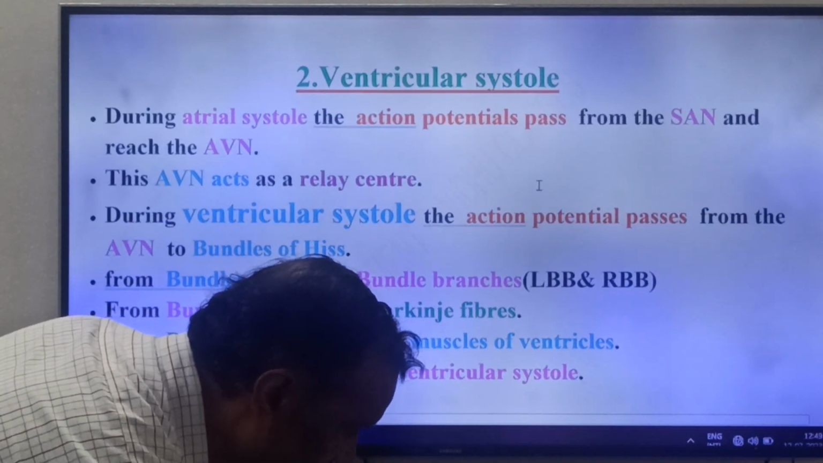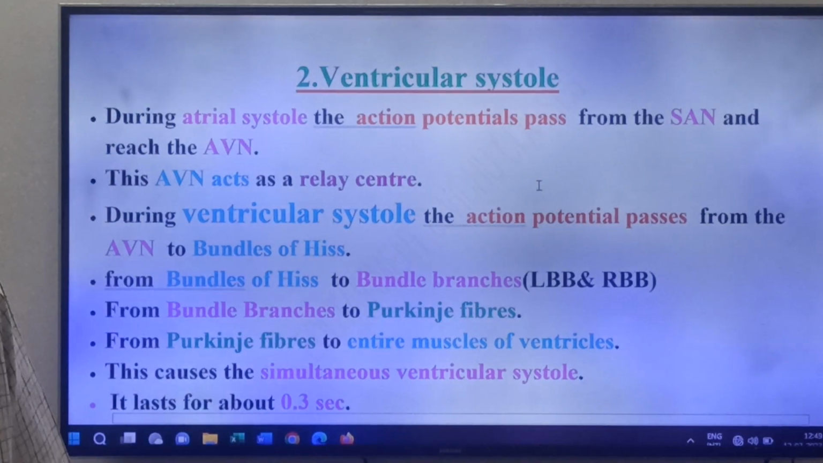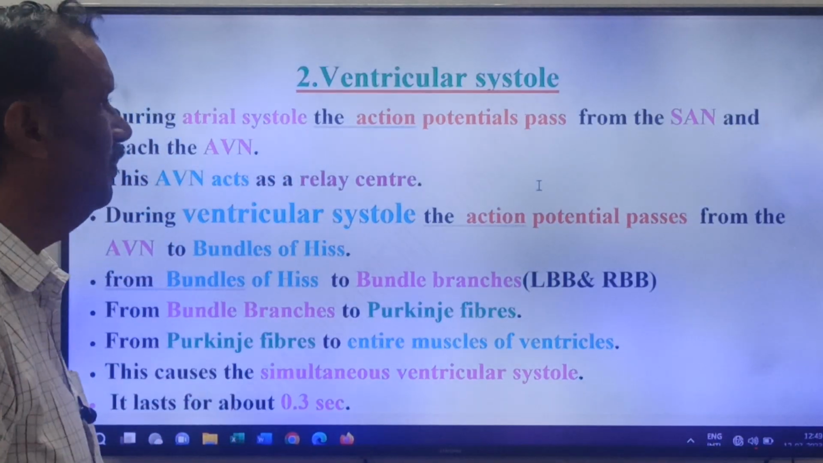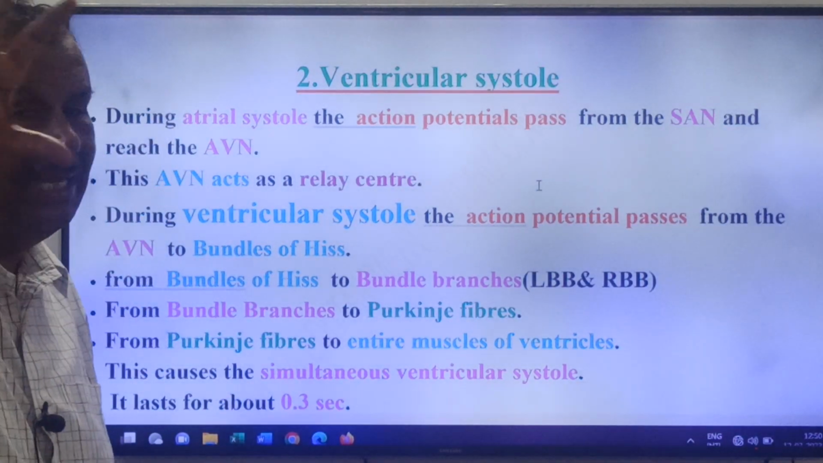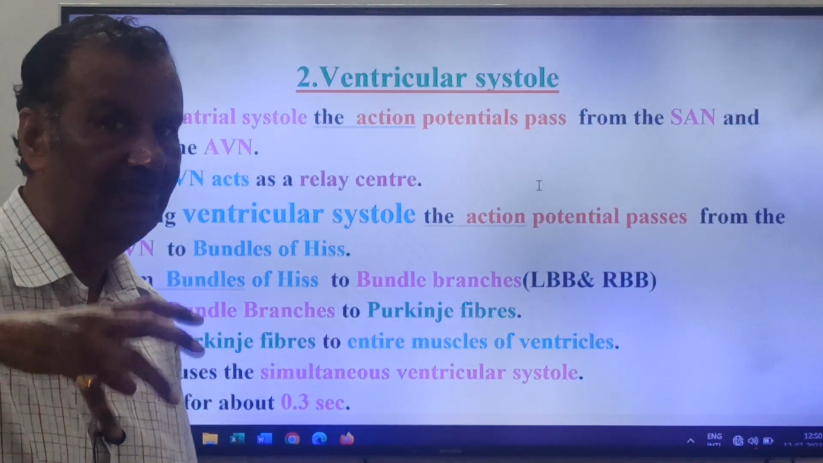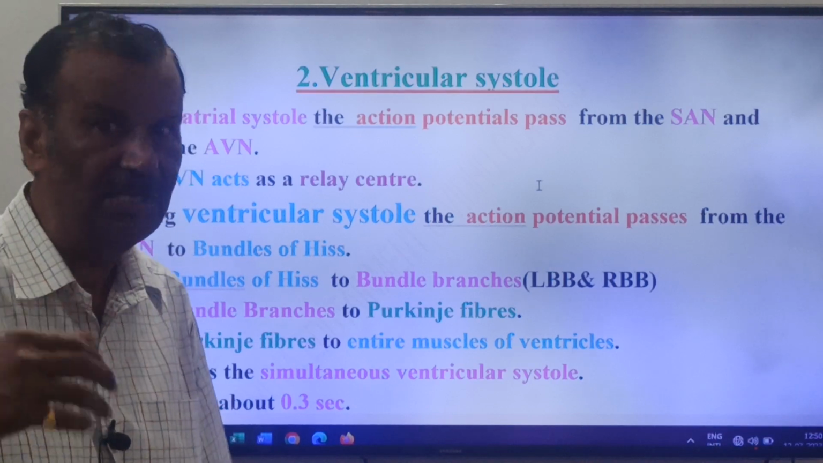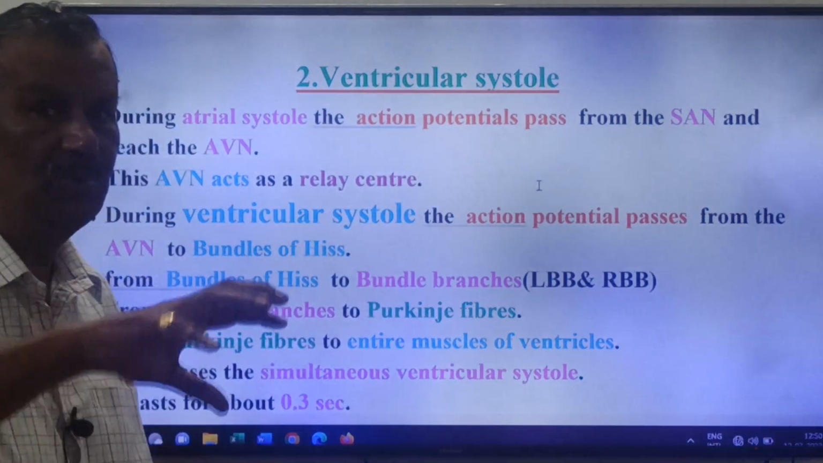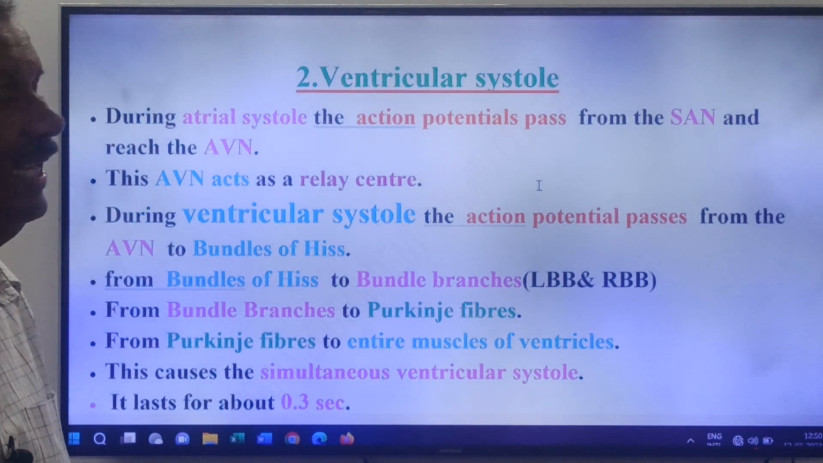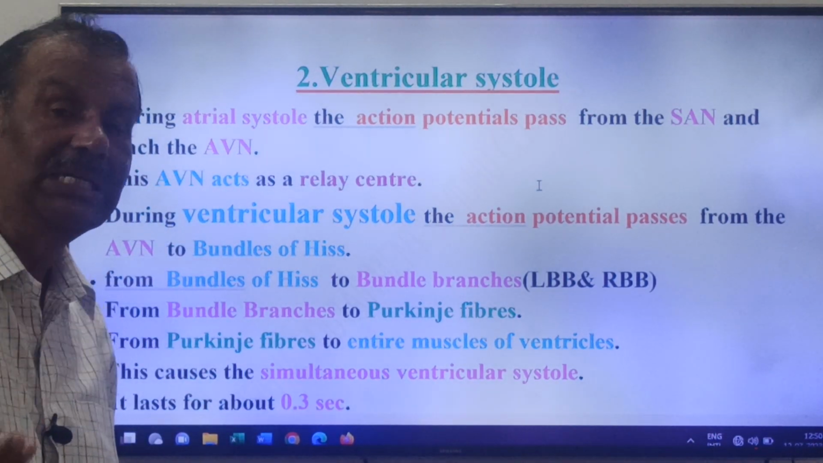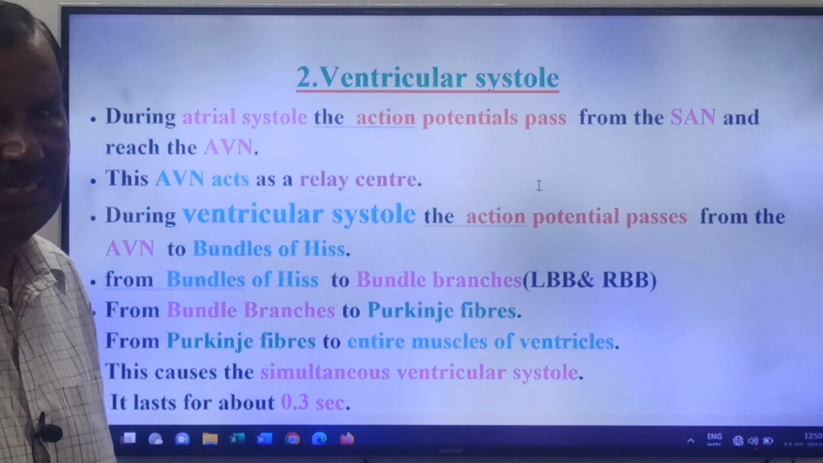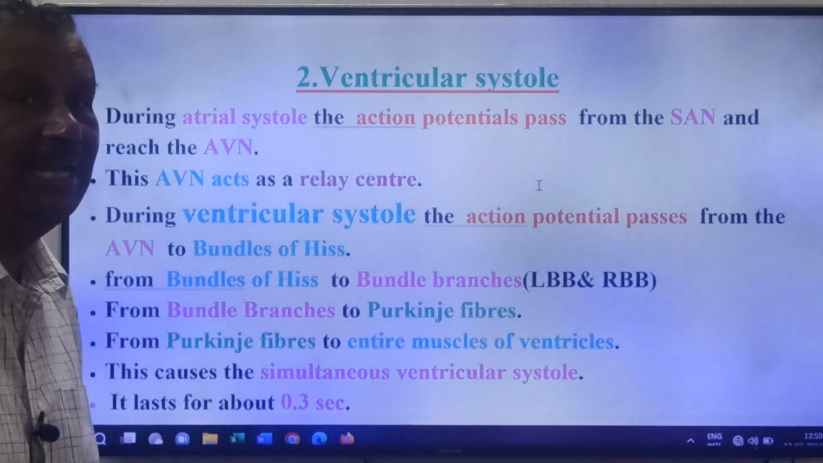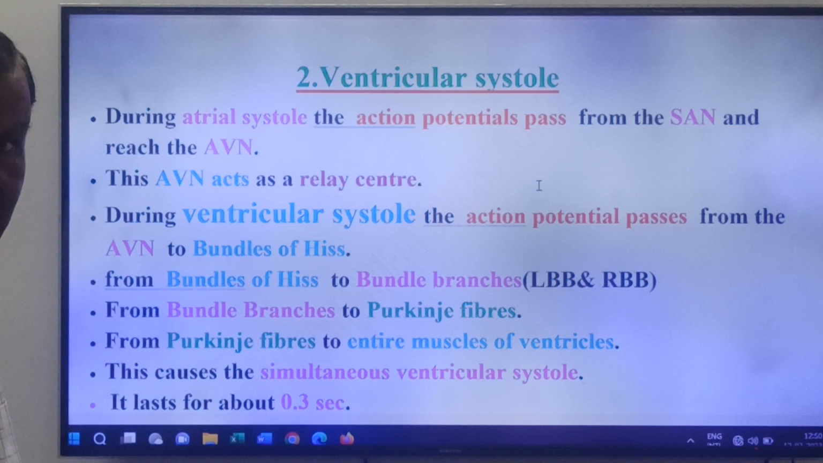Now come to ventricular systole, friends. What is ventricular systole? During atrial systole, the action potential generated in the sinoatrial node, the pacemaker, passes from the SAN to the AVN. What is AVN, friends? Atrioventricular node. It is also present in the right atrium, the lower left side of the right atrium. Now, this AVN acts as a relay point. You have to remember it, friends.